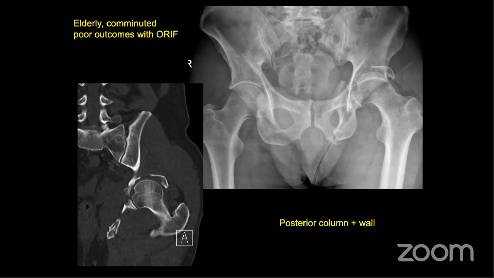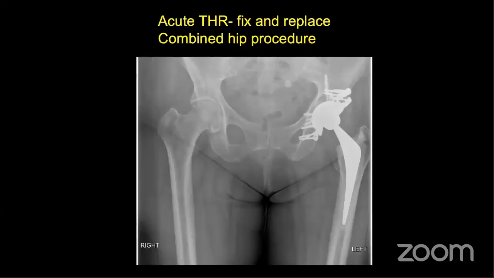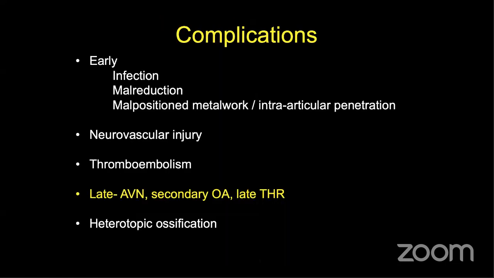And this is one of the indications where I would consider an acute fix and replace, which is basically you fix the acetabulum and you replace the hip at the same time. It's also called the combined hip procedure or an acute total hip replacement. There are complications associated with acetabulum fractures, particularly with surgery, infection, malreduction, or malpositioned metalwork, intra-articular penetration of the screw into the hip joint, and neurovascular injury.